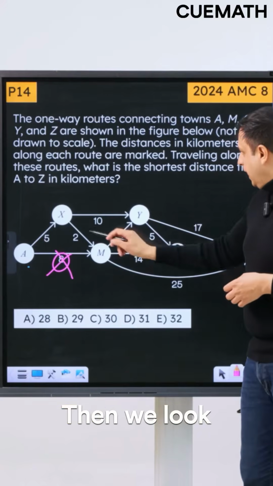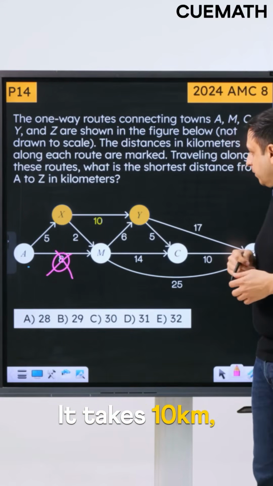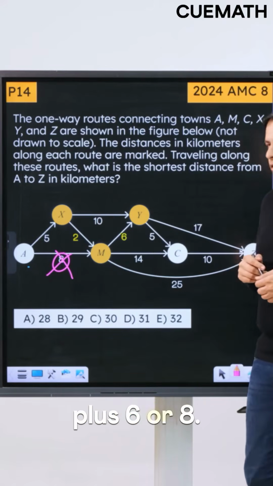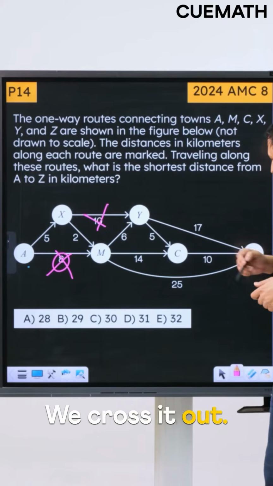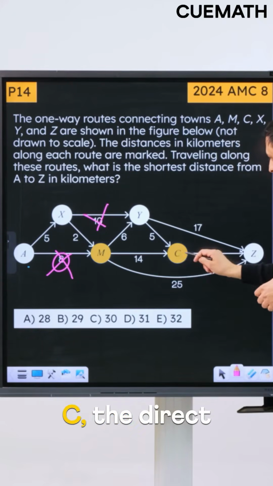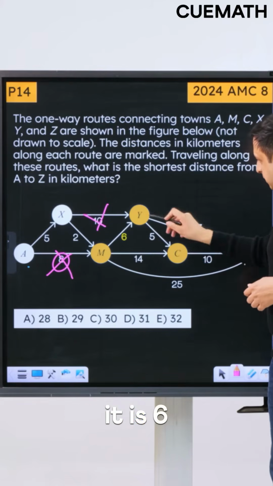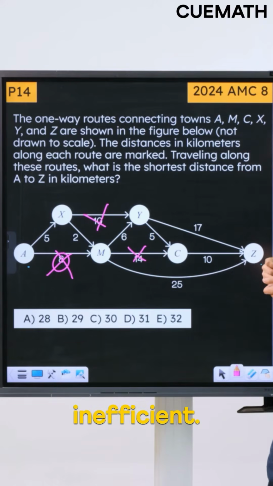Then we look at going from X to Y. Directly it takes 10 kilometers, but via M it is 2 plus 6 or 8. So this path here is inefficient as well, we cross it out. Then to go from M to C, the direct path is 14, but via Y it is 6 plus 5 or 11. So this path is also inefficient.